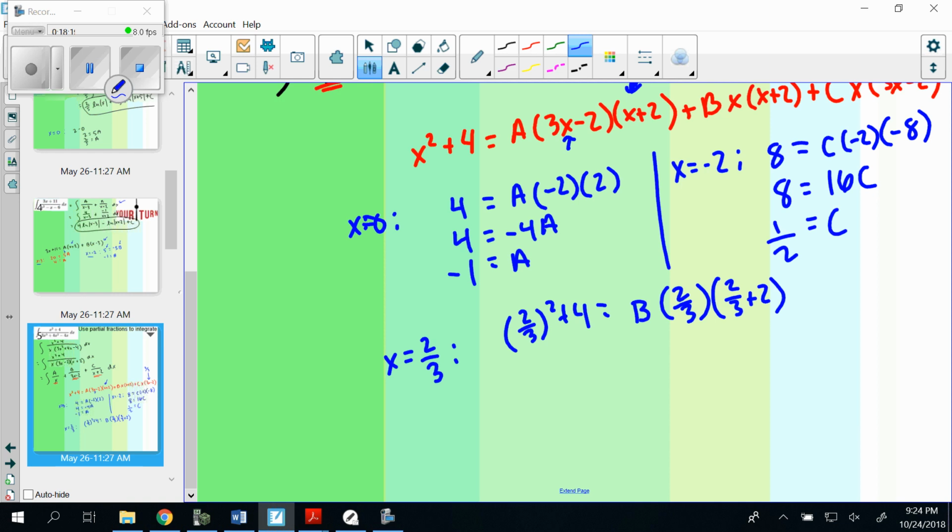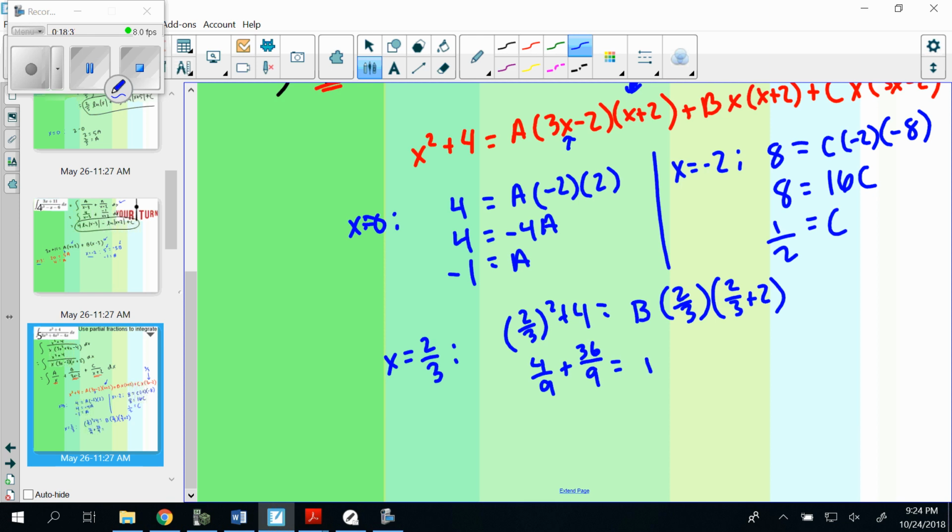So now we got to figure out this one. A little bit harder, but not too bad. A lot better than solving a system of 3 equations here. So this is going to be 4/9 plus 4. If we get a common denominator, multiplied by 9/9 would be 36/9.